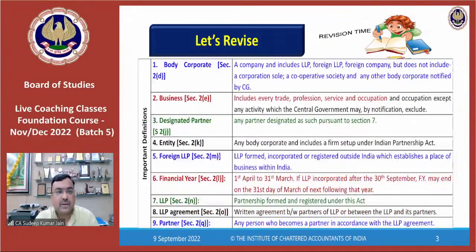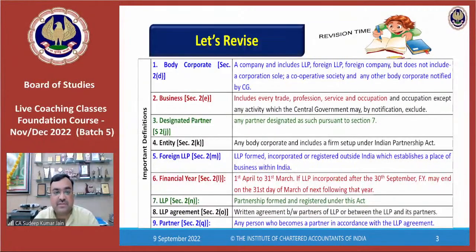आगे बढ़ते हैं. Body corporate, some definitions. Body corporate, Section 2, Clause D: a company, and includes LLP, foreign LLP, foreign company, but does not include a corporation sole, cooperative society, or any other body corporate which is notified by the central government. Business includes every trade, profession, service, and occupation. यहाँ तक definition थी in the original Act, but by amendment these words were added: and occupation, except any activity which the central government by notification excludes.